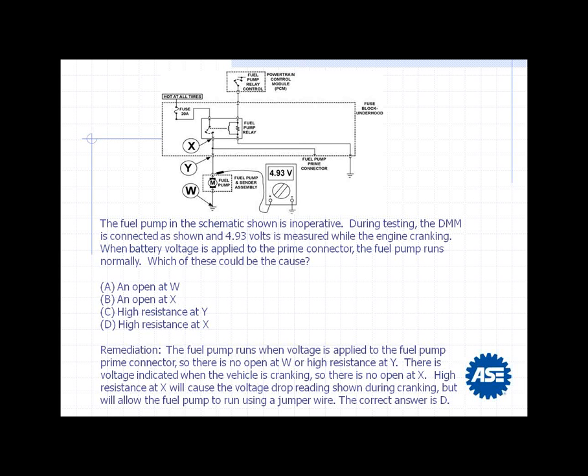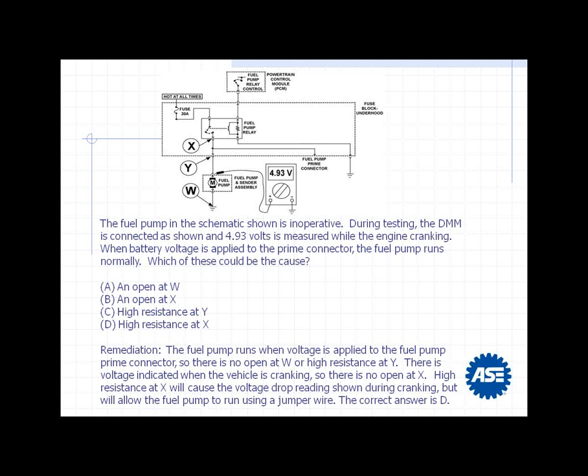Now, the key information in the options: we have opens, and we have high resistance, so we need to understand the effect of an open circuit or high resistance on a circuit, okay? So if you look at the remediation, the fuel pump runs when voltage is applied to the fuel pump prime connector. If that's the case, if you know anything about electrical, there can't be an open at W or high resistance at Y.